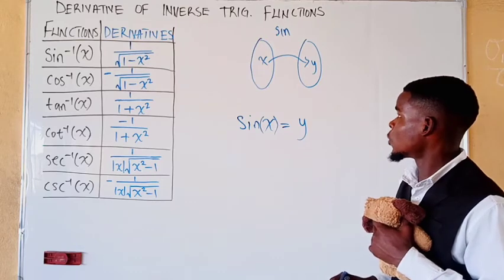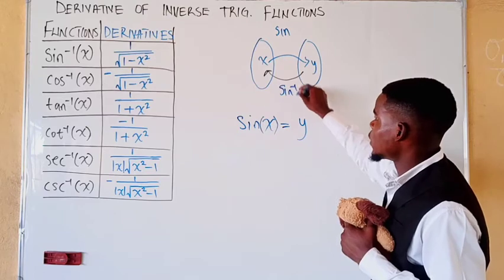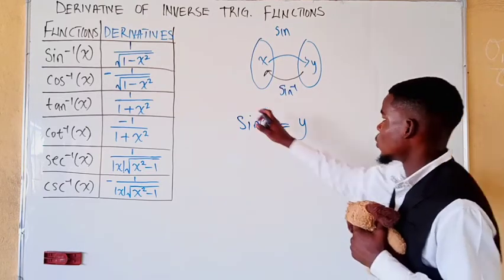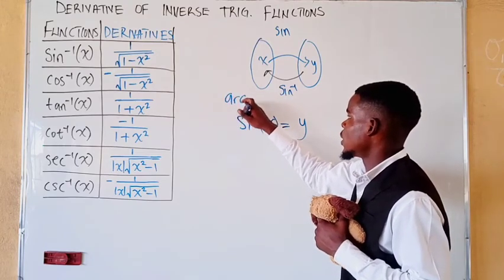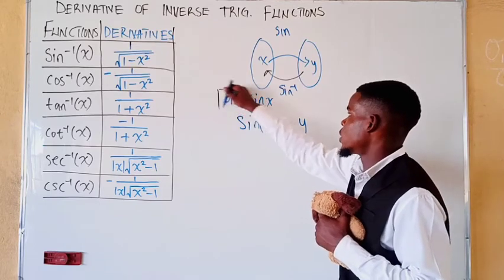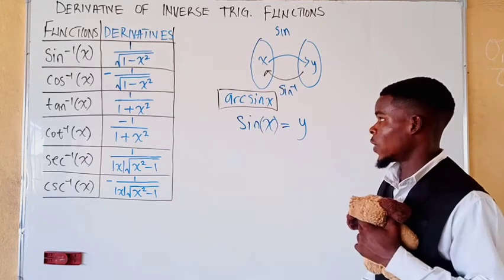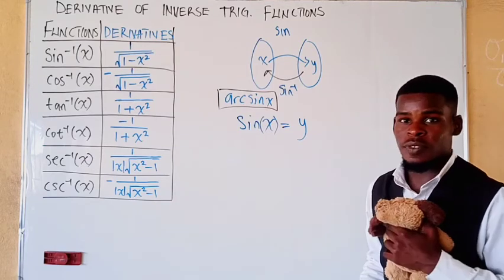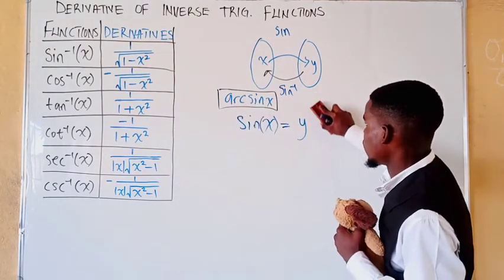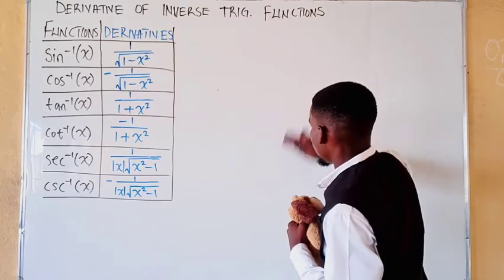We may need another function that will reverse the action, and that function is called sine inverse. You can also denote it as arcsin x. So we can call it sine inverse of x, or denote it as arcsin x. For brevity, I will use sine inverse, and arcsin x is just the same convention. So let's figure out how to differentiate this kind of function.